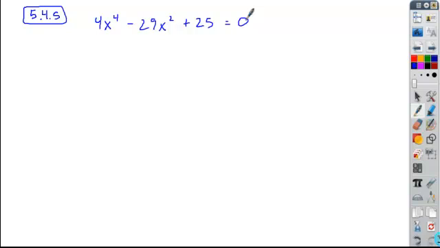All right, in this particular problem, what you want to be able to see is that your highest power of x is exactly double your other power of x. So this fits the quadratic type, which indicates to us that we're going to use u substitution.